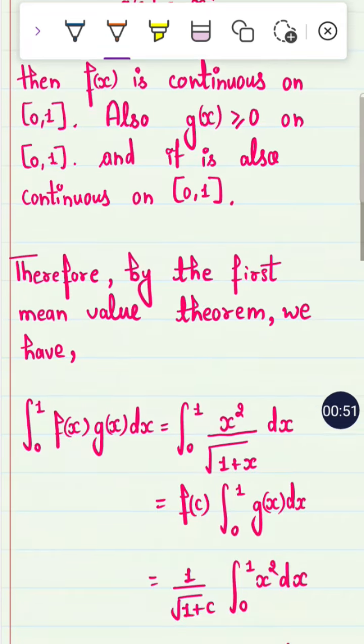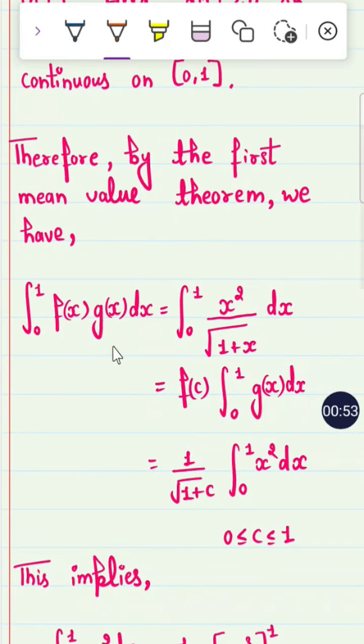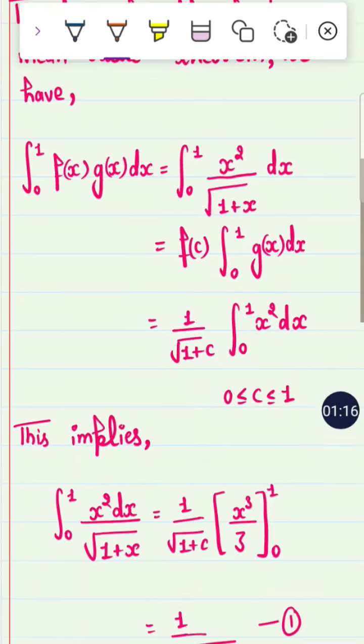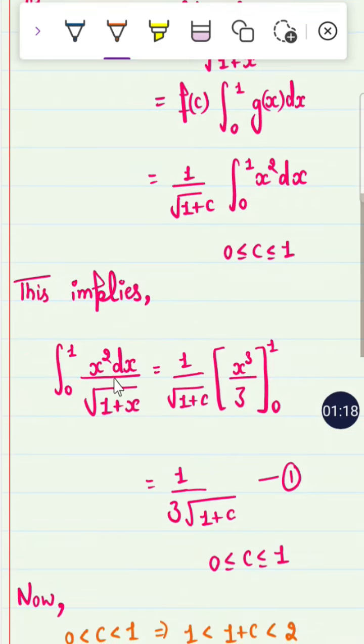Now therefore by the first mean value theorem we have the integral 0 to 1 of x square upon root 1 plus x dx, where we put f at c, because c is in between 0 to 1, f of c times the integral 0 to 1 of g(x) dx. What is g(x)? It is x square dx, and f of c is 1 over root 1 plus c.